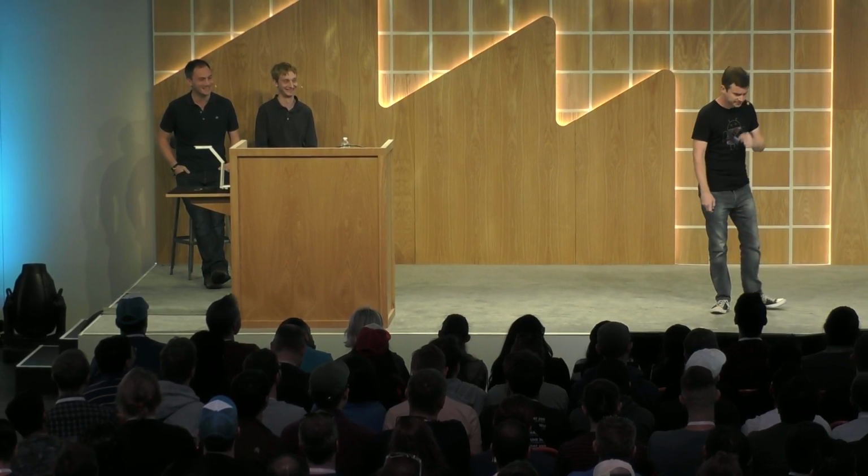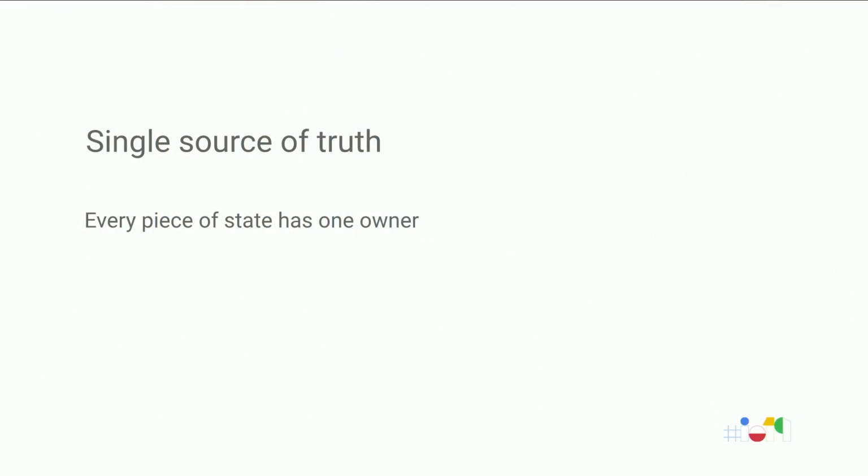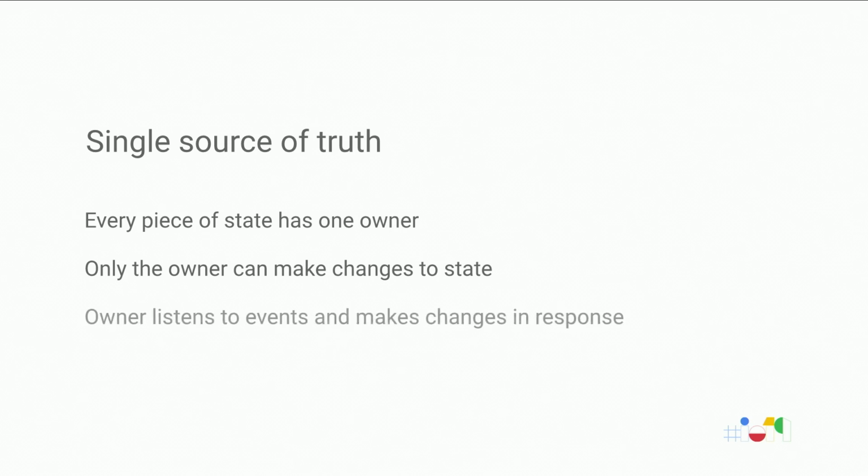OK. So speaking of events, when you have a single source of truth, you don't have all of these problems. Every piece of state has one owner. And only the owner can make changes to that particular state. So that means that the owner is listening to events that are happening somewhere else in the UI, and it makes changes in response.